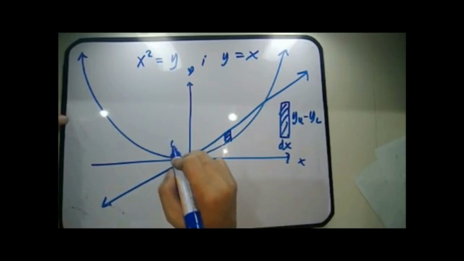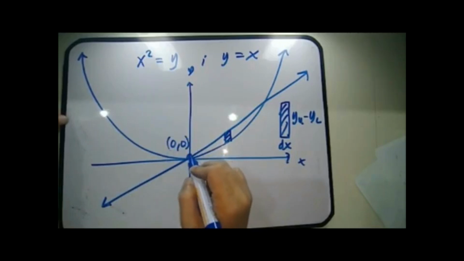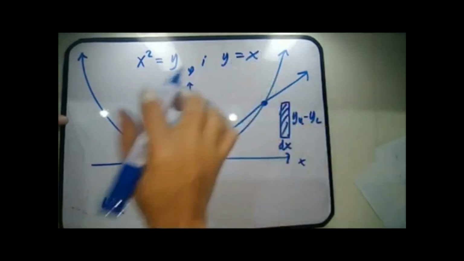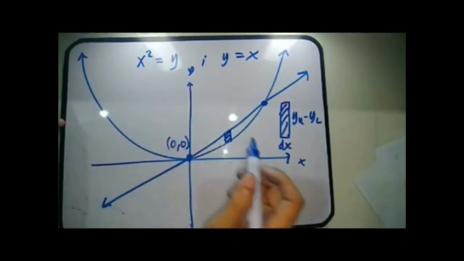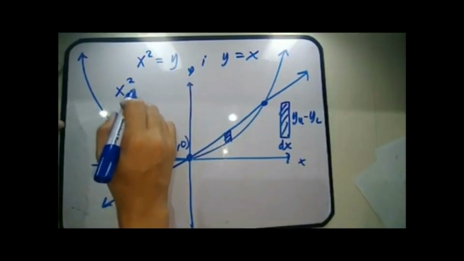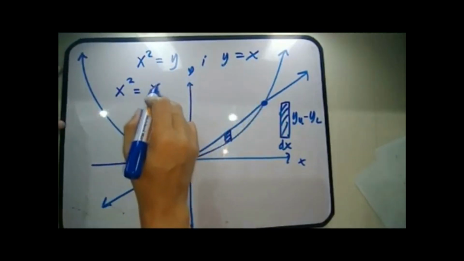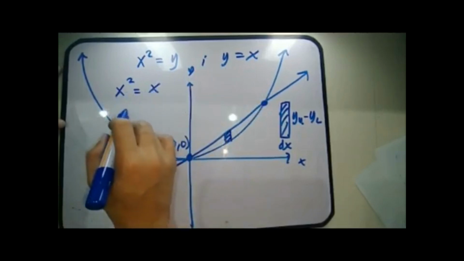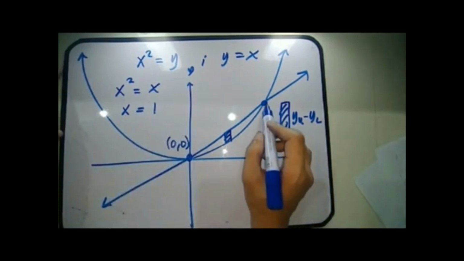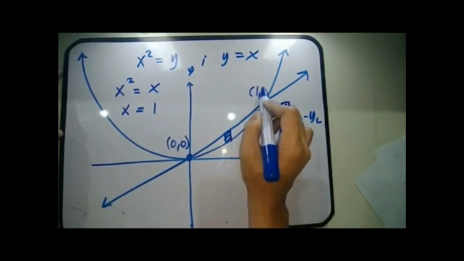So this is 0, 0. Then yung intersection dun sa kabila is at y equals x. So equate lang natin guys yung y sa x. So x squared is equal to x, therefore x is equal to 1. So divide both sides by x. So this is at 1, 1.